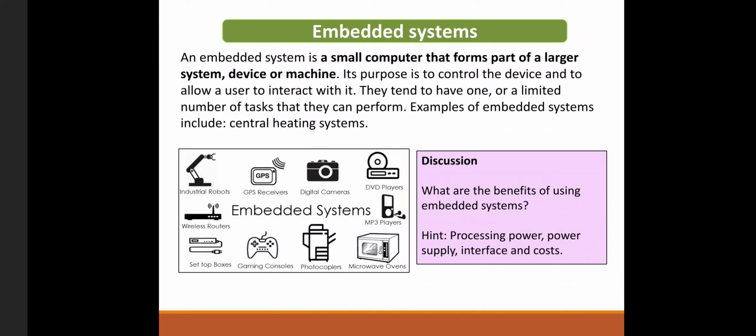Its purpose is to control the device and allow the user to interact with it. And that's why you can interact with your fridge. That's why you can interact with your washing machine. They tend to have one or a limited number of tasks that they can perform. Examples of embedded systems include a central heating system, and you can see some examples here in the pictures, like your microwave and your gaming consoles and so forth.